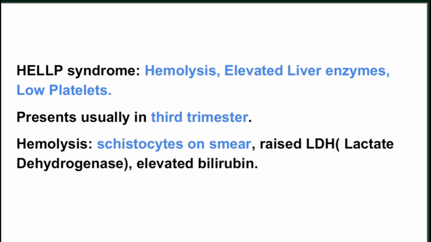And there's also going to be elevated liver enzymes due to the hepatic ischemia, and low platelets due to platelet consumption. It usually presents in the third trimester as well. There's going to be hemolysis, so when you do a peripheral smear, you're going to see schistocytes on the smear. There's also going to be raised lactate dehydrogenase and elevated bilirubin.